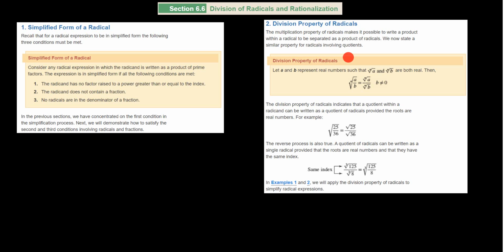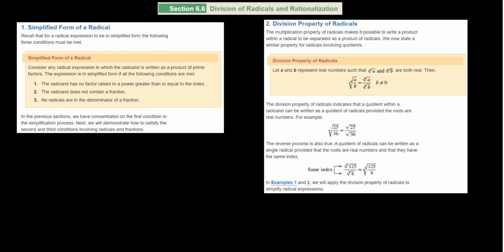The division property of radicals falls in line with the same as the multiplication, right? You can either split it up, going from the nth root of a over b, or you can split it as the nth root of a over the nth root of b. So the nth root of a over b or the nth root of a over the nth root of b. Again, it doesn't matter which way, it works out both ways. Okay, and here's some examples for that.